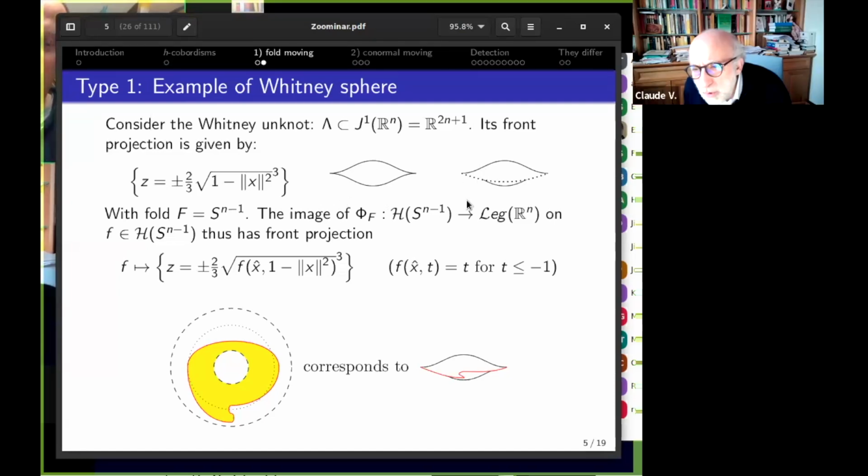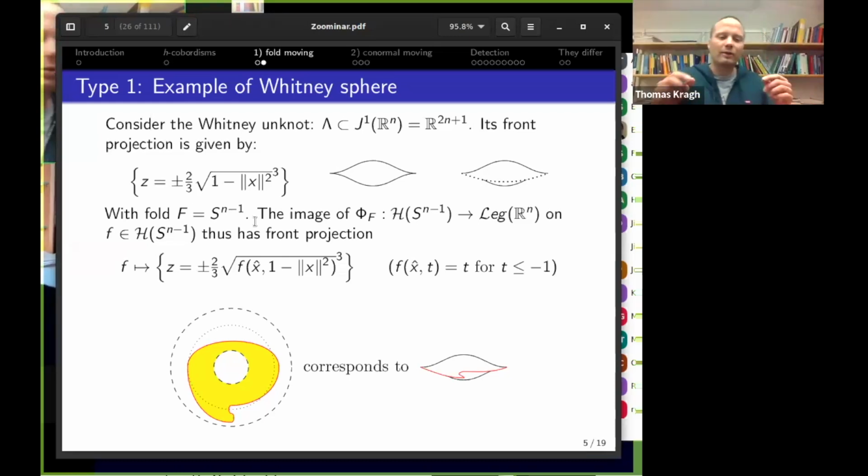But you're moving a neighborhood. You're moving a neighborhood of the point of f. No, f is fixed, but it has a neighborhood that moves. No, f is not fixed.